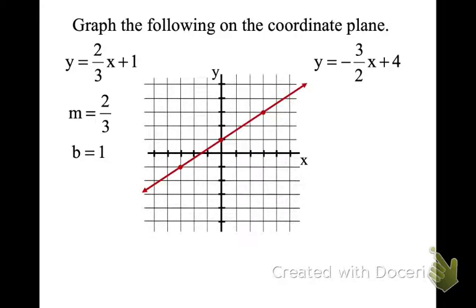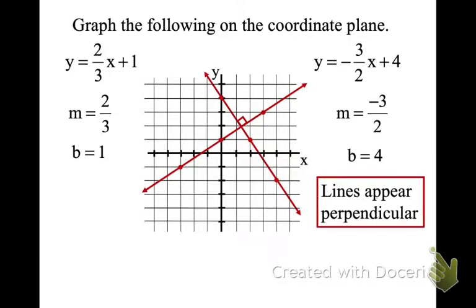Draw the line. On the next one, I'm going to identify my m is negative 3 over 2. And my b is 4. So I'm going to start at 4. And then I'm going to go down 3, left 2. So down 3, but positive to the right 2. Down 3.